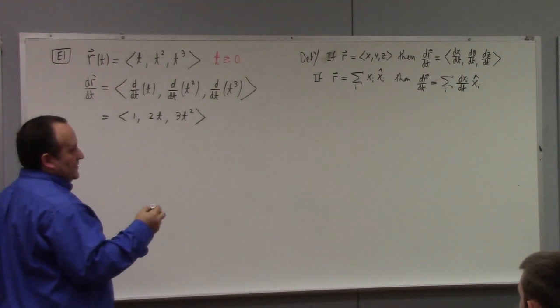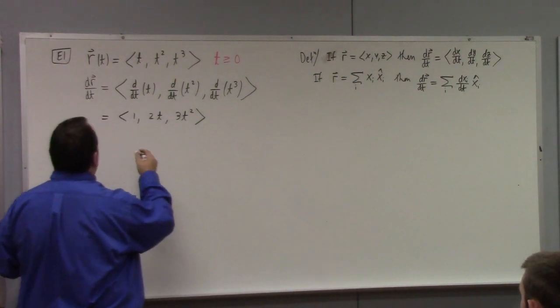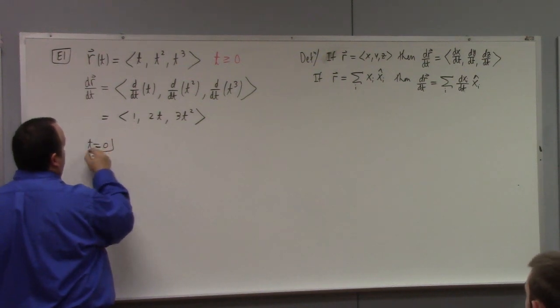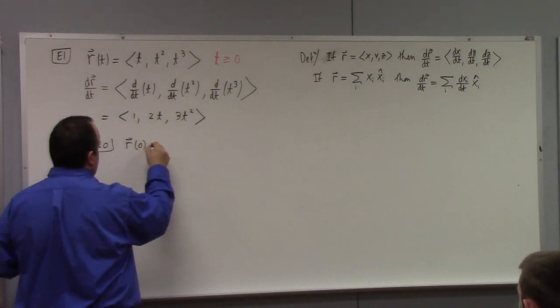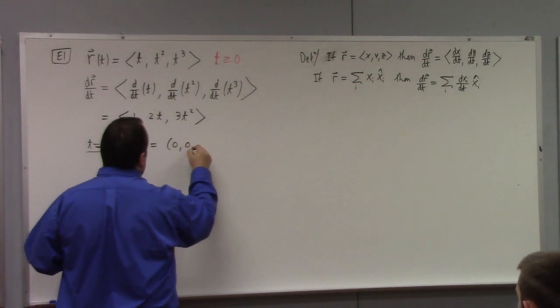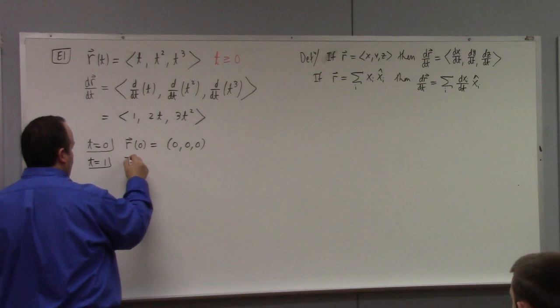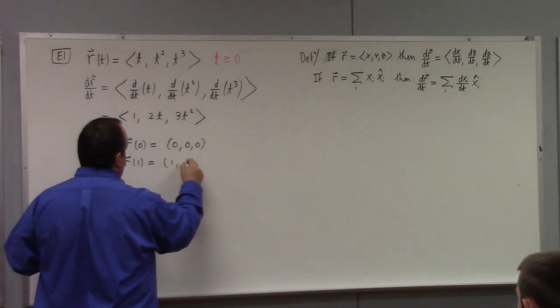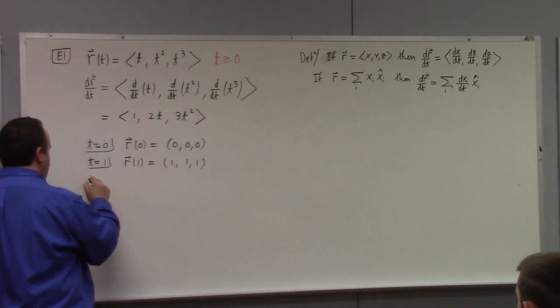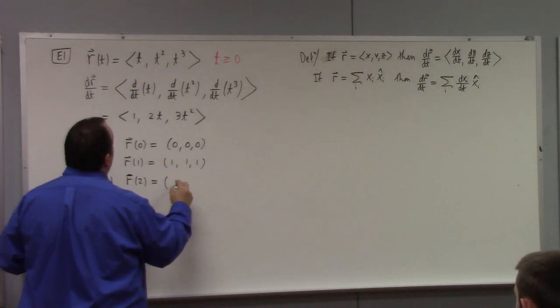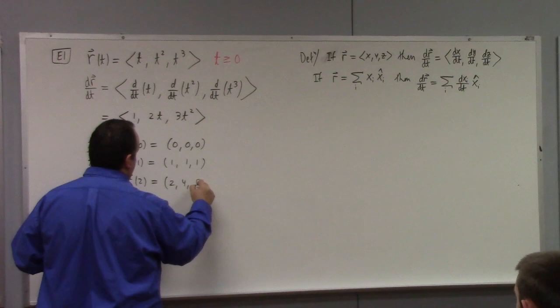Oh, you know what we can do? Let me not be dumb. Let's just look at t equals 0. That gives us what? R of 0 is 0, 0, 0, right? How about t equals 1? Where does that get us to? 1, 1, 1, right? How about t equals 2? 2, 4, 8, right?